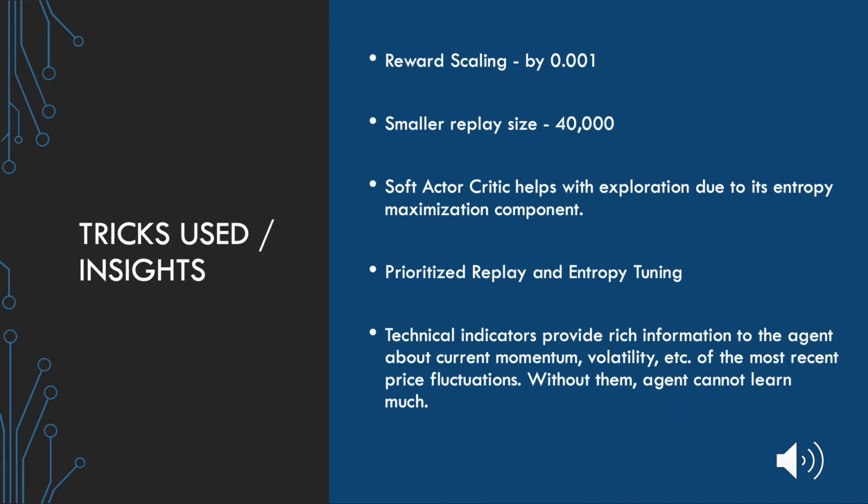Here are some of the tricks that I used and some insights that I gained. So I scale the rewards down by 10 raised to -3, and I also use a smaller replay size of 40,000. I found that Soft Actor-Critic was really good with this environment because it tries to maximize the entropy along with the reward, and that's very important for exploration in our environment which has a very large action space. I also use prioritized replay and tuning of the entropy parameter during training.